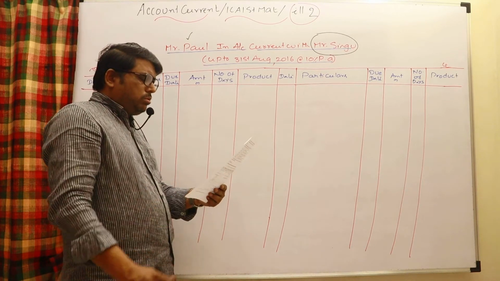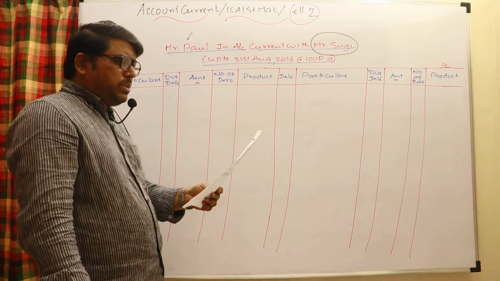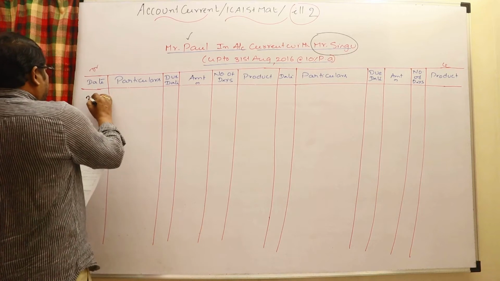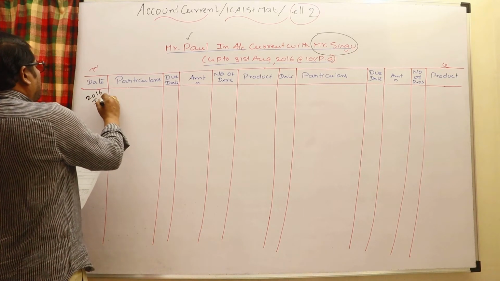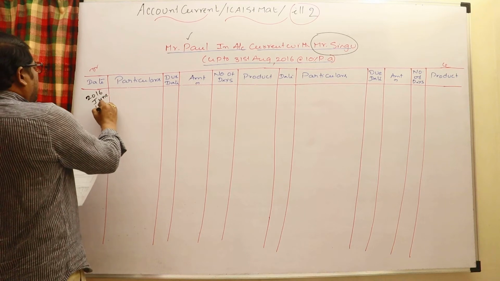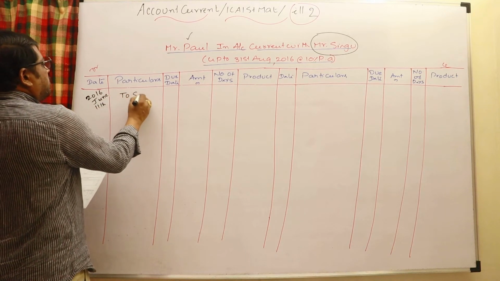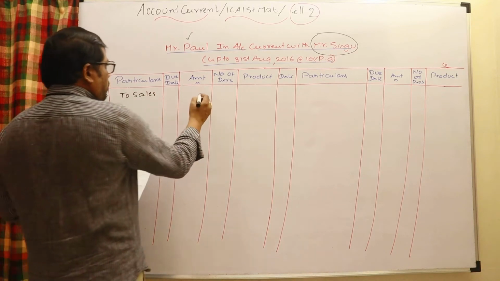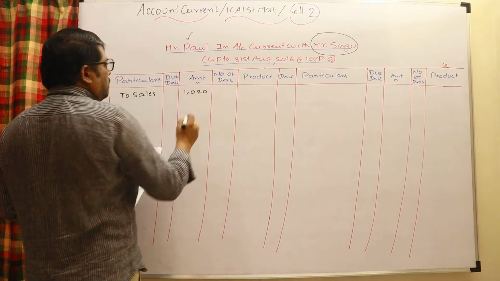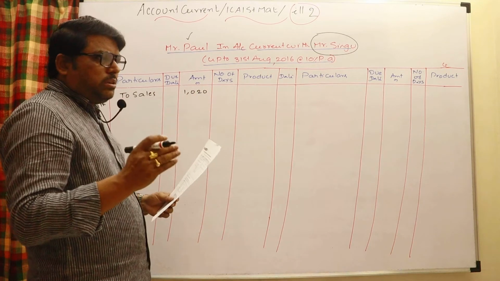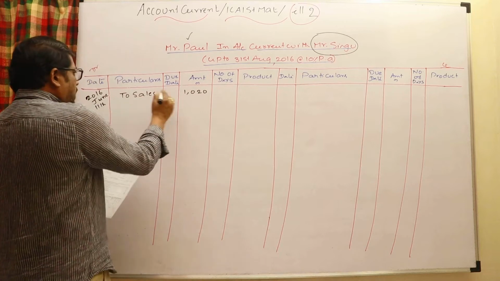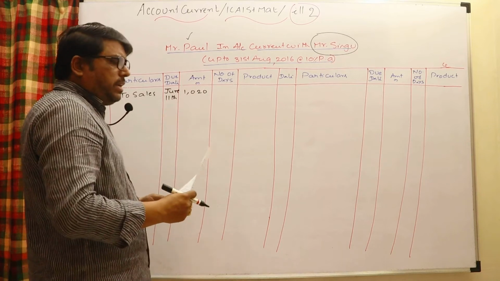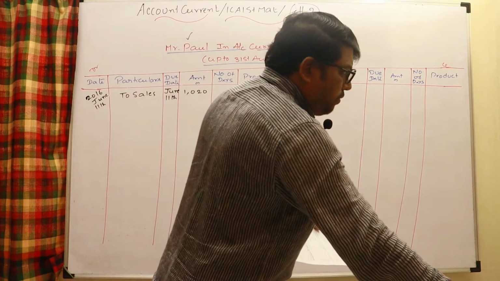Right, first let us see the transaction on June 1st: goods sent to Mr. Pal. Entry: Mr. Pal account debit to sales account. Then the next one, June 11th, to sales, and the amount given is 1020. Unless a separate due date is provided to you, the date of the transaction itself will be taken as the due date. If a separate due date is provided, that can be taken. Otherwise, the transaction date itself is the due date.